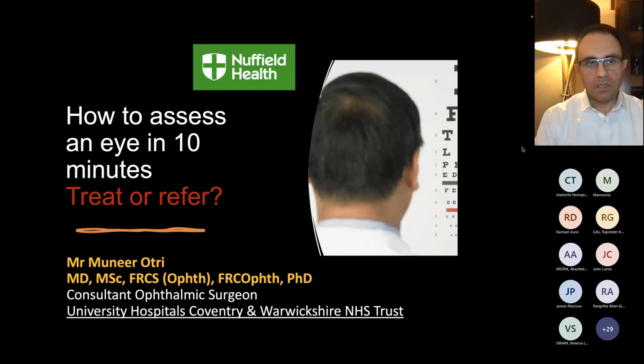So I think the topic which we agreed on is how to assess an eye in 10 minutes. The question is treat or refer from the GP point of view. This is a bit of a tricky question. So all I'm trying to do within the next slides is just to make us agree on a pathway, both of us, and then try to apply it in practice, or at least see whether you need to change any of your referral habits, or just stick to what you are doing according to this.